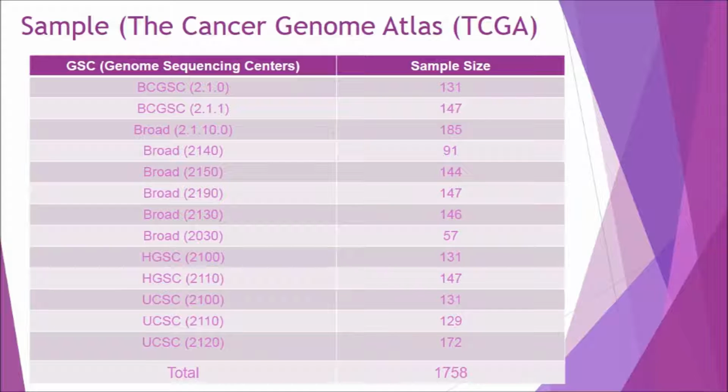The genome data used in the research included 13 files taken from 4 different genome sequencing centers, as you can see in this chart. Each file, each row, has different sample sizes. They vary from around 57 to 180. And in the analysis, each file was analyzed separately.